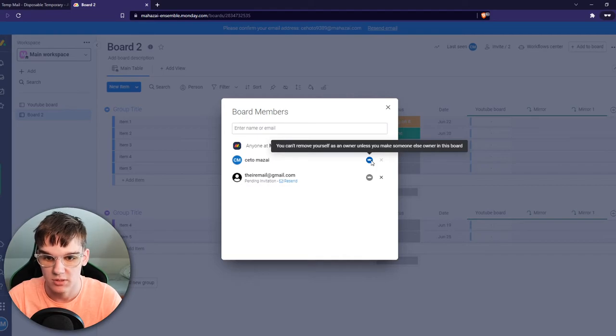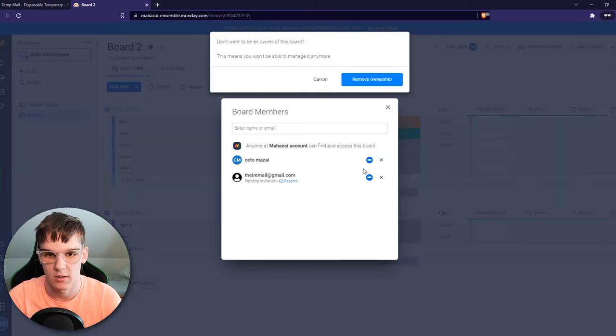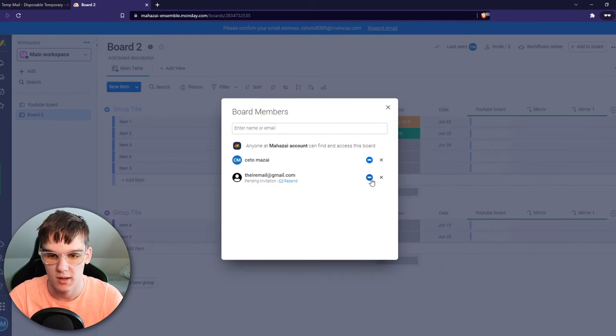You can't remove yourself as an owner unless you make someone else owner. So what you can do is make someone else the owner, and now we can basically remove ownership of the board ourselves, if that's what you like. You can make as many people board owners as you want, and you can also remove them manually. You can see you're still the main board owner, but once you leave, they will be the main board owner.